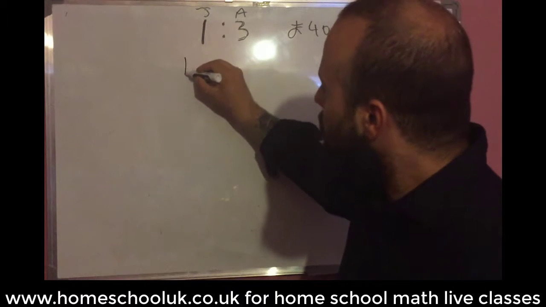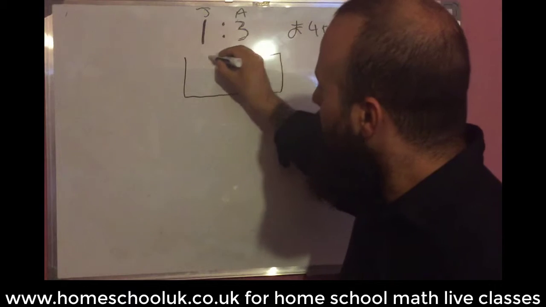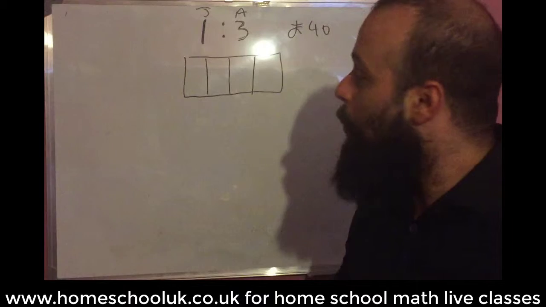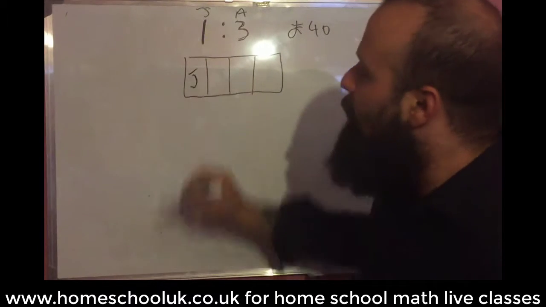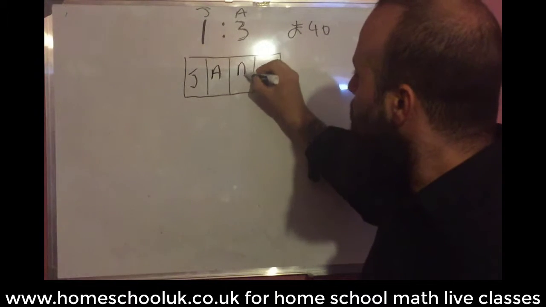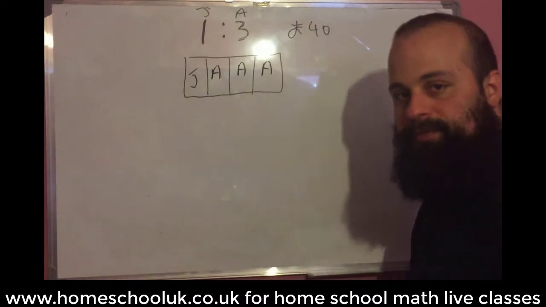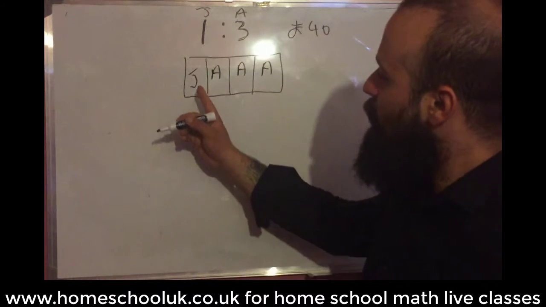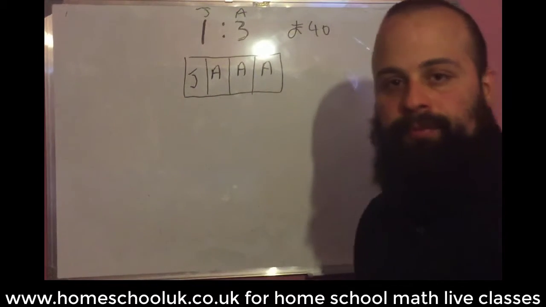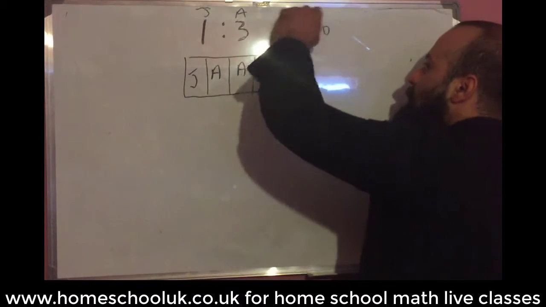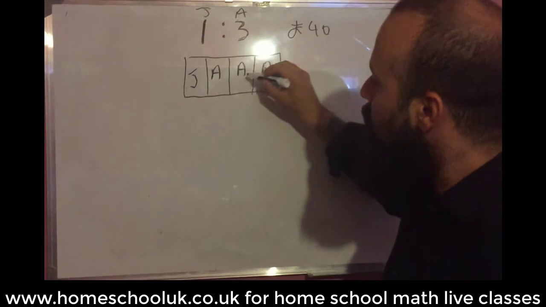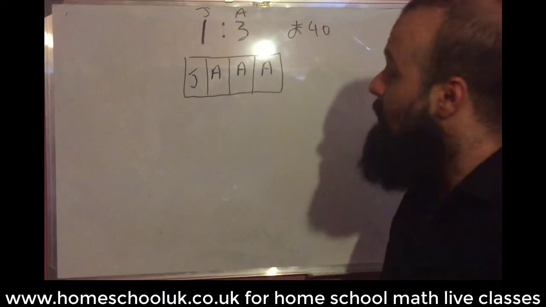Now what we have here, let me draw out a rectangle into 4 sections, and you'll figure out why soon. So for every part Jake gets, Anna gets 3 parts. You see it? So how many parts are there in total? 1, 2, 3, 4. And how much are we trying to split? The £40. So we're going to split this £40 into 4 different sections.